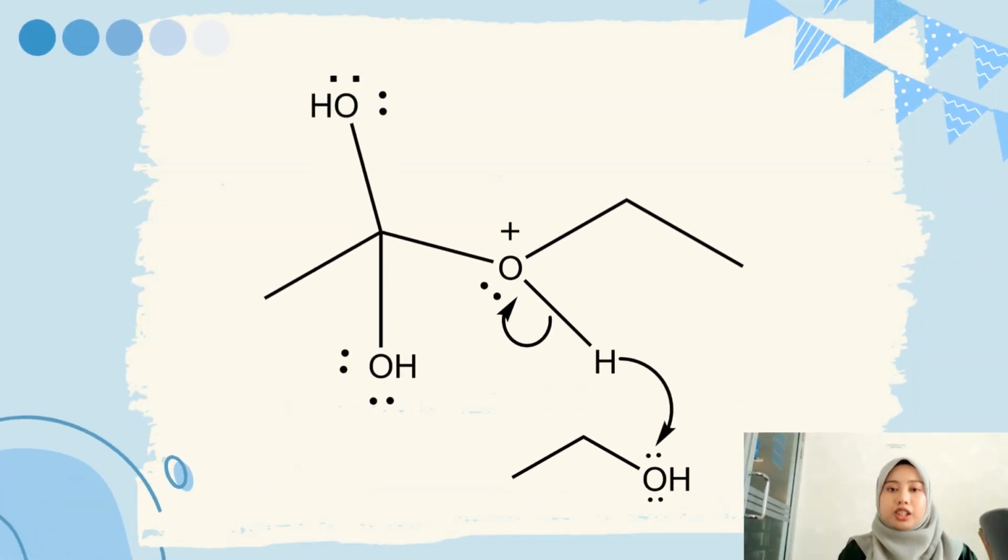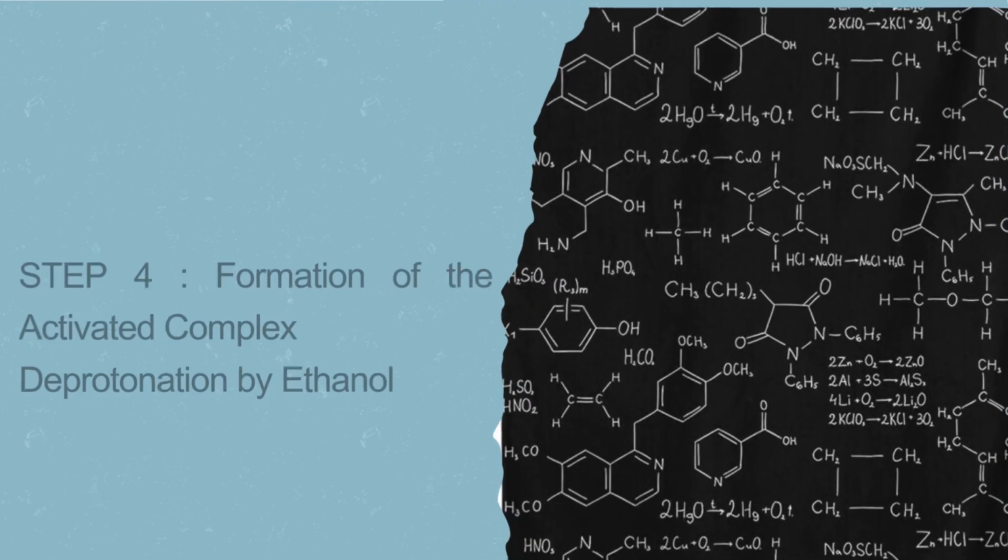Third step, formation of a good leaving group. Proton transfer. A proton from the ethanol molecule is transferred to the hydroxyl group of the intermediate. This step may be facilitated by the acid catalyst, converting the hydroxyl group into a better leaving group. Resulting structure: this forms a protonated alcohol group, an oxonium ion, where the oxygen is now positively charged and makes the protonated water a good leaving group.